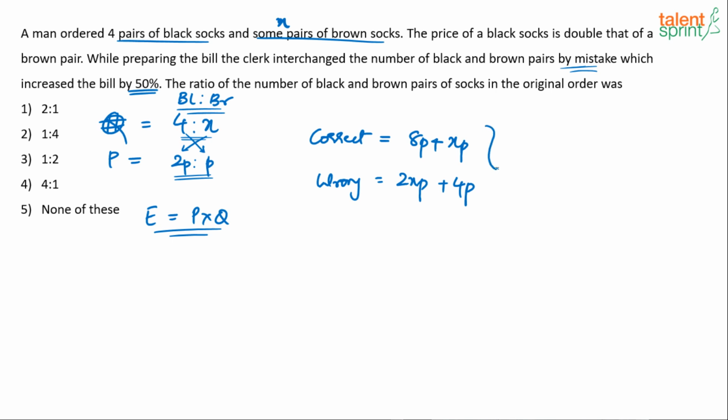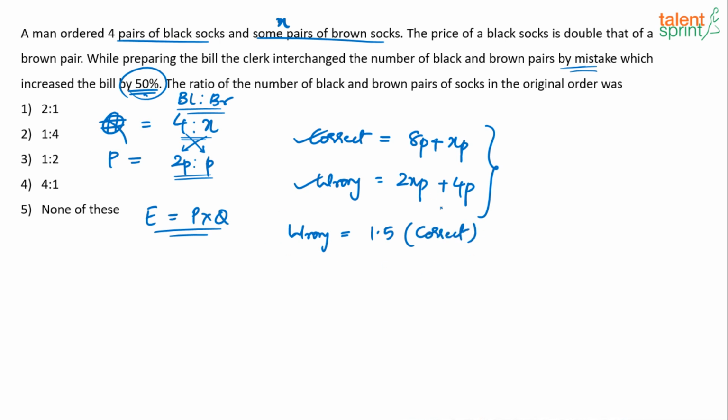He says by doing this, the bill increased by 50%. See, what the clerk got is this. It is 50% more than this, according to the data. According to the question. Yes or no? What the clerk got is this. What should actually be the case is this. But then the bill increased by 50%. So I can say wrong is 1.5 times correct.